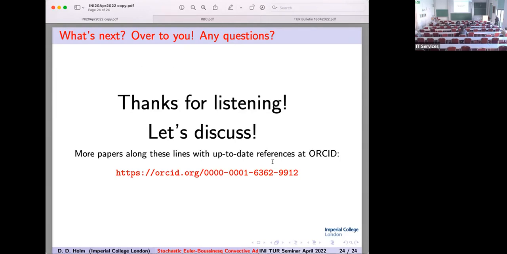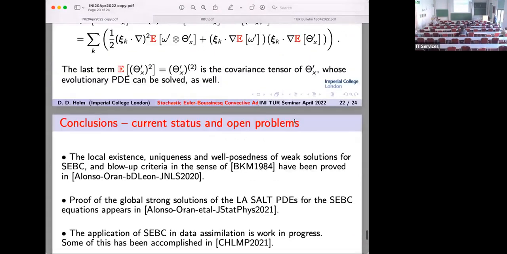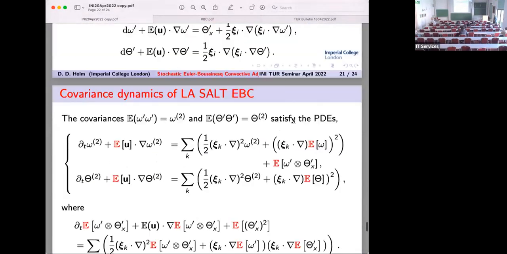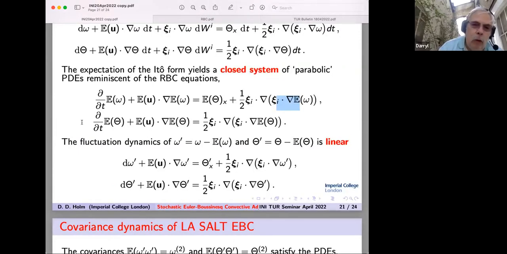Okay, I have a question, Darryl. Can you go please to the discussion last? You mentioned here, I'm trying to understand the item 2, proof of global strong solution for LA SALT. I cannot follow all the acronyms that you have here. This is maybe inherited from Los Alamos. They are famous for these kind of acronyms. Yes. So can you tell me this result about global existence? For which model? It's only for this right here.